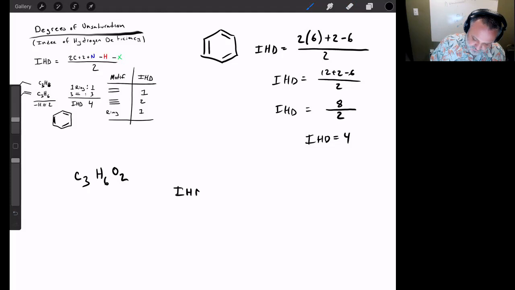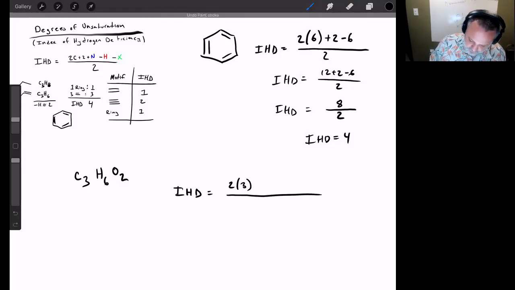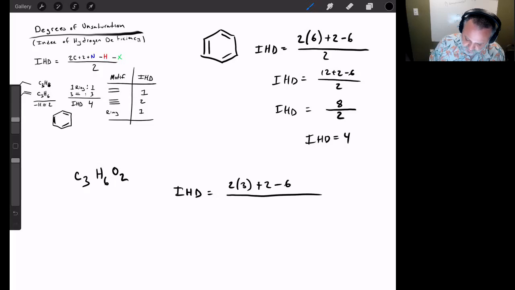All right, so let's calculate the index of hydrogen deficiency here. The number of carbons, 2 times 3. No nitrogens. How many hydrogens? 6. So I'm going to subtract 6. I need to add the 2. So 2 times 3 plus 2 minus 6 divided by 2. Whoa! What about the oxygens? Well, is the oxygen in the formula? No. So I don't do anything for the oxygen.